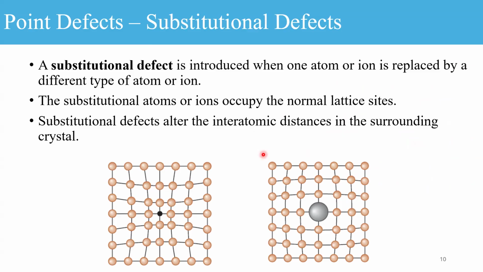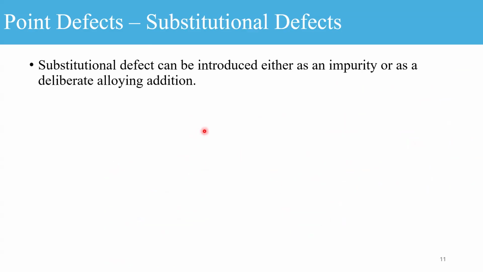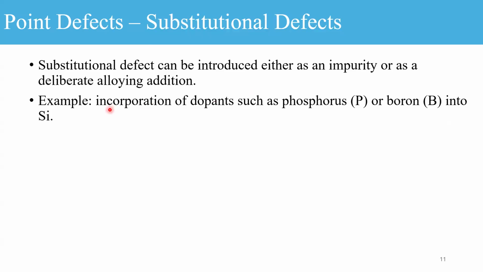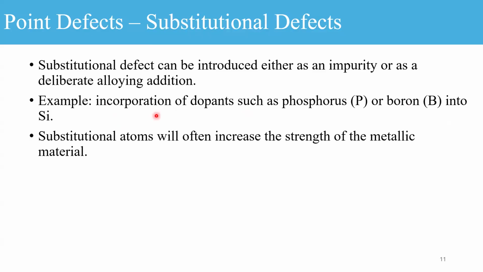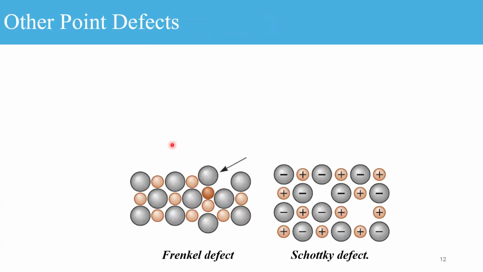These kinds of defects alter the interatomic distances in the surrounding crystal. Here the interatomic spacing is decreased in this case. However, it is increased in this case. The substitutional defects can be introduced either as an impurity or as a deliberate alloying addition, similar to interstitial defects. Some examples include the incorporation of dopants such as phosphorus and boron in silicon. The substitutional atoms will often increase the strength of metallic material, similar to interstitial defects.